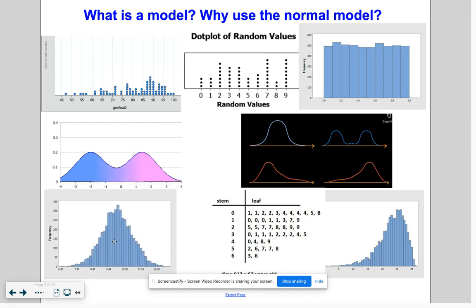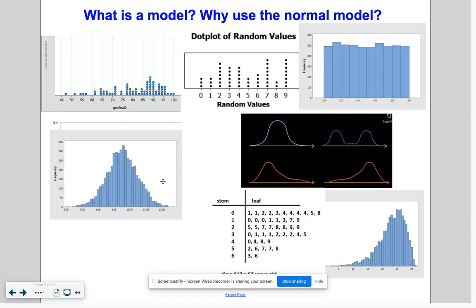If I collected more and more and more data and I looked at the whole population, there'd be so many data points that this wouldn't be jagged anymore. It would just be a nice smooth curve. And that nice smooth curve would be the normal model. And then we could just look at the areas under those pieces to figure out what the probabilities are.